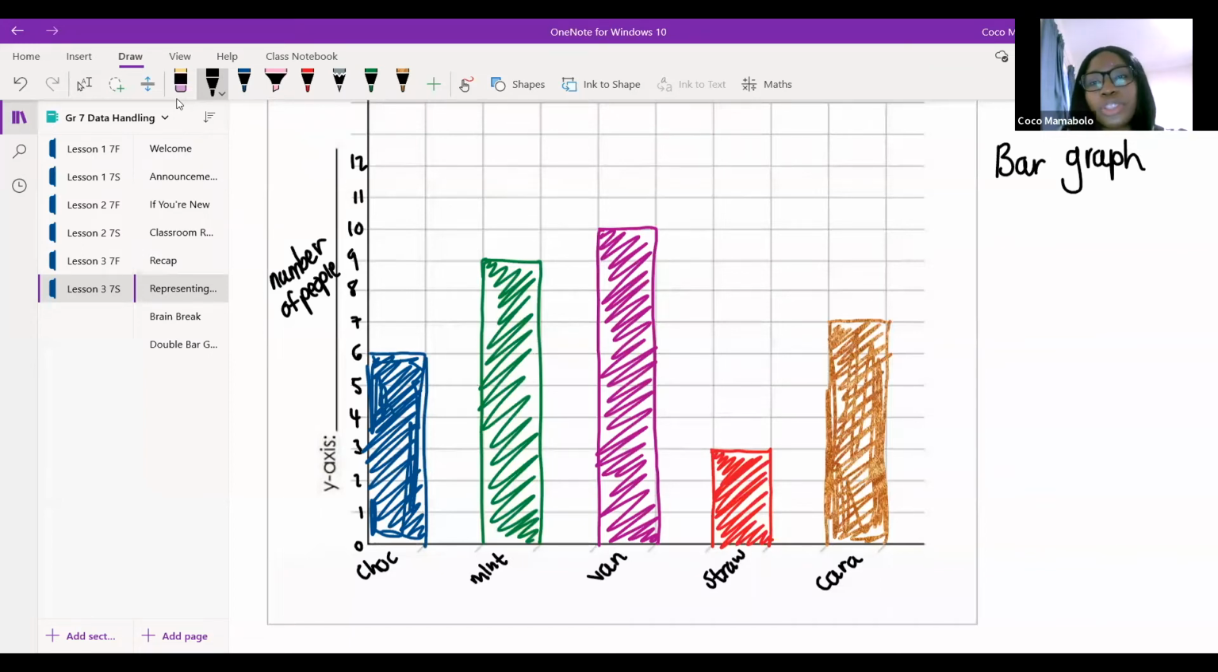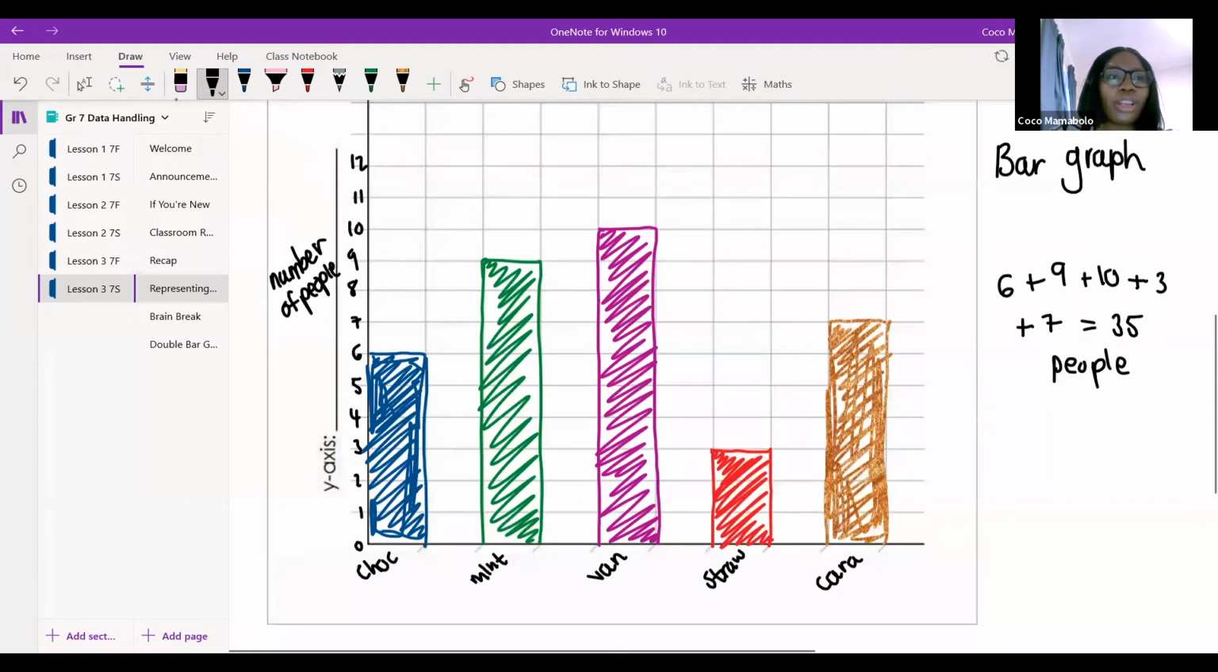So I'm going to start with chocolate, which is 6, plus mint, which is 9, plus vanilla is 10, plus strawberry, which is 3, plus caramel, which is 7. If we add them all up together, how much are we going to get? Let's add all of these numbers together, guys. 6 plus 9 plus 10 plus 3 plus 7. We're gonna get 35. Good, 35. So 35 people took the survey. Do you see how easy it is to find the answer we're looking for? Yes. Excellent.